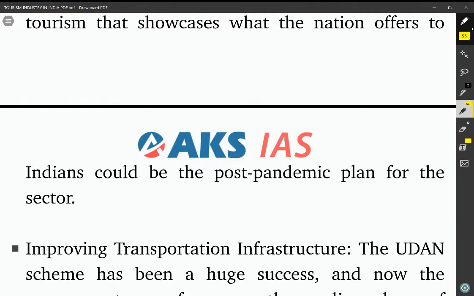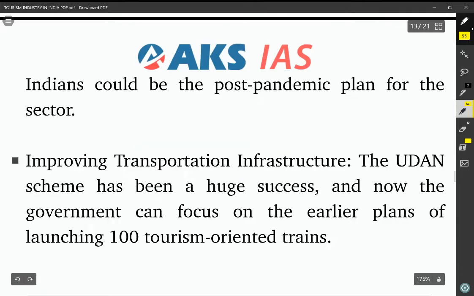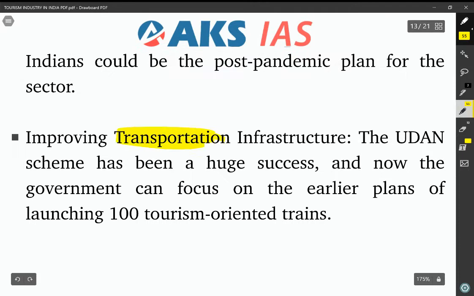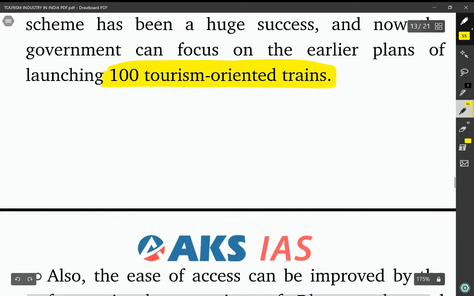Because after this coronavirus pandemic, a lot of tourists who come from foreign countries might not visit India, or they might postpone their visit. So as to provide an impetus to India's tourism sector, now is the time for the government to focus on domestic tourism. Okay. Next, improving the transportation infrastructure. The UDAN scheme has been a huge success, and now the government can focus on the earlier plans of launching 100 tourism-oriented trains so as to provide an impetus to the tourism sector.